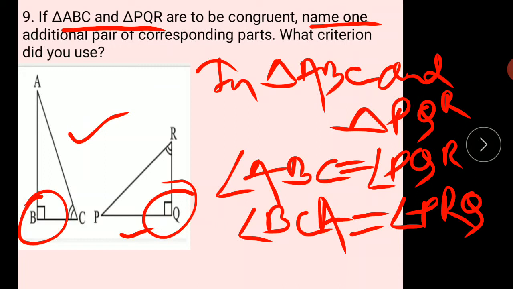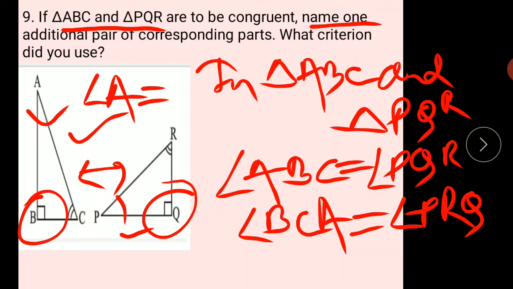Now one part should be equal. One extra point should be there, which will make these two triangles congruent. Now what should be there? Now any angle cannot be equal, because angle property was not there. We cannot say angle A is equal to angle P, because we already know that in our criterion rule there is no AAA rule, right? So one side should be equal.